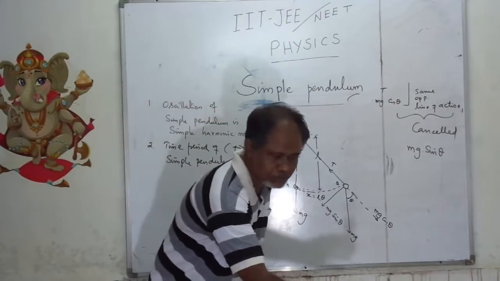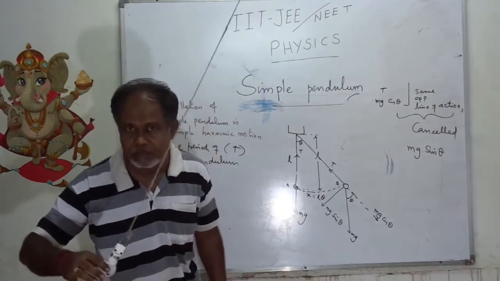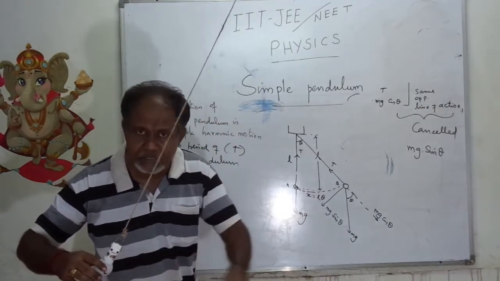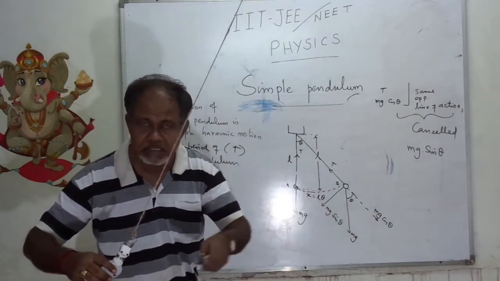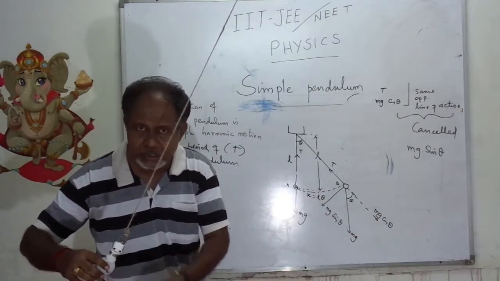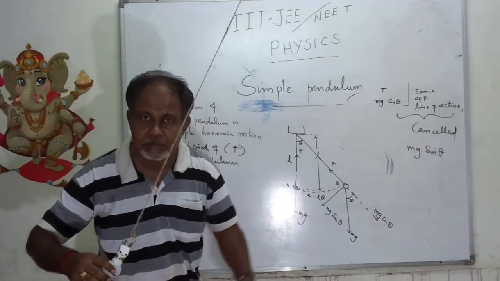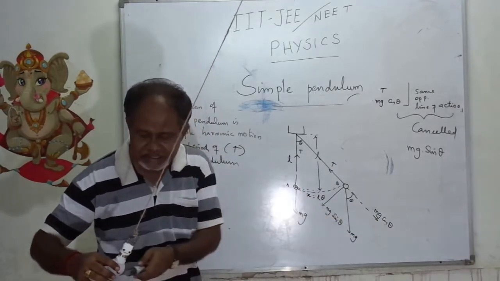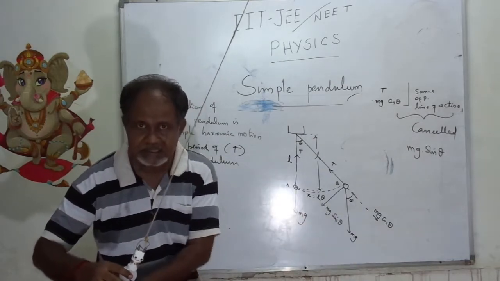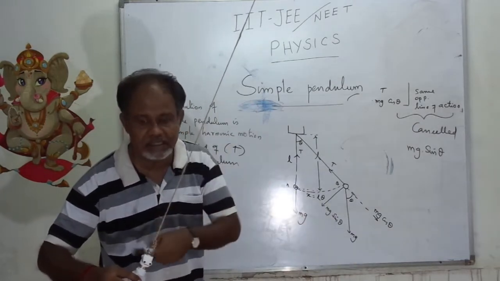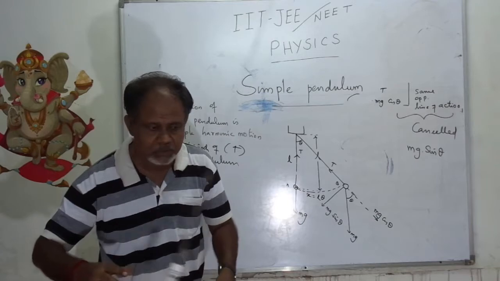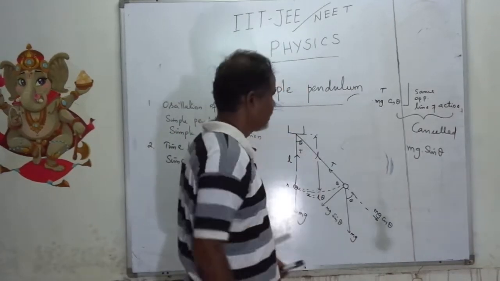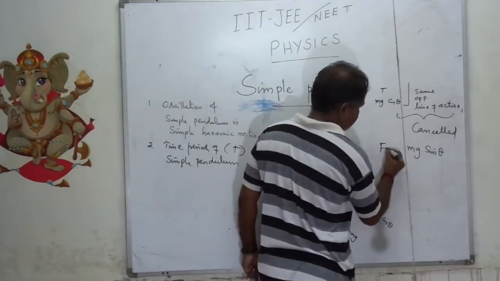That's why, when I displace this from here to here, there is a feeling in my hand that it tends to come back to its original position. That means mg sin theta is acting in this direction. mg cos theta and tension cancel. Only one force is acting towards its center, that is the force F.